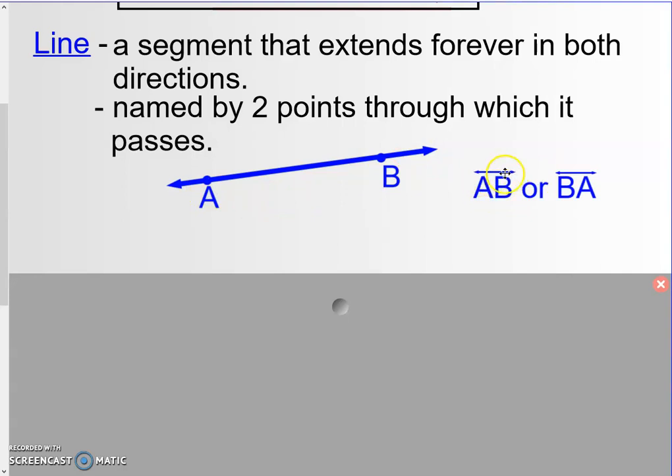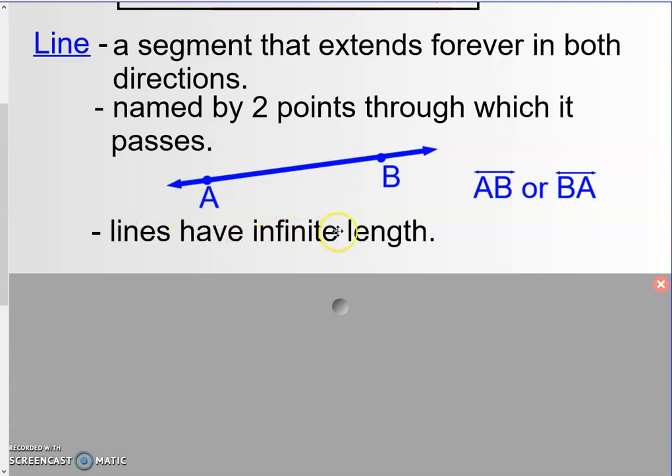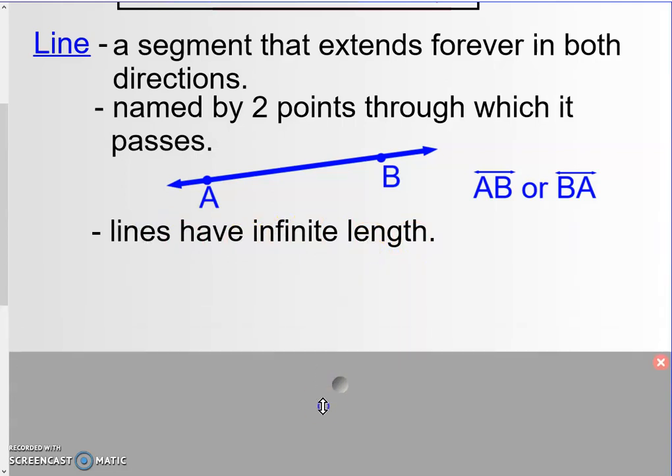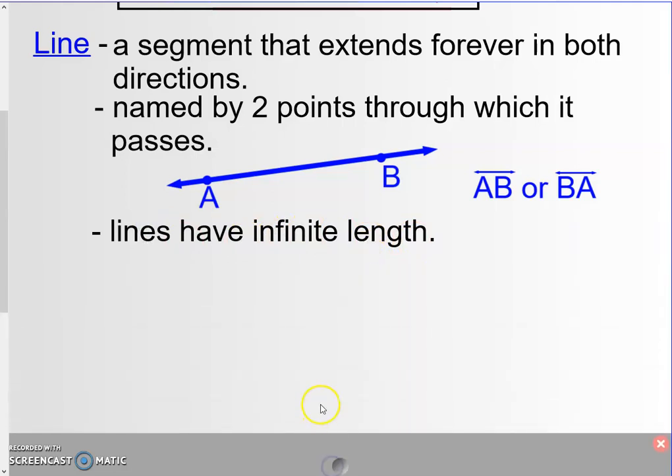Notice we have a little line symbol above it. Or you could call it BA. The order of the points is not important. It doesn't have to be alphabetical. You don't have to name them from left to right. Either one would suffice. And like I alluded to earlier, lines have infinite length. They go on forever.